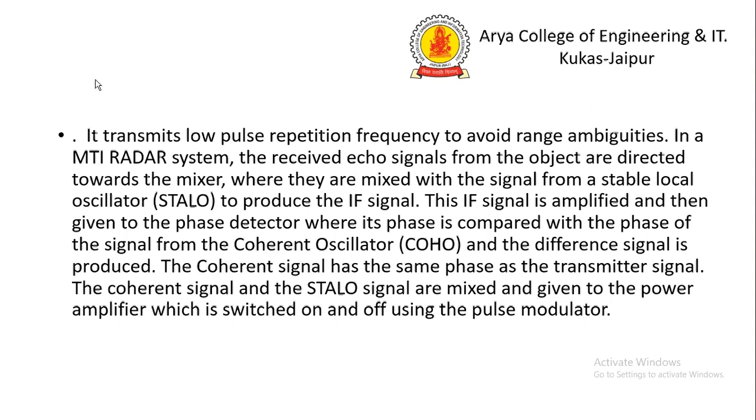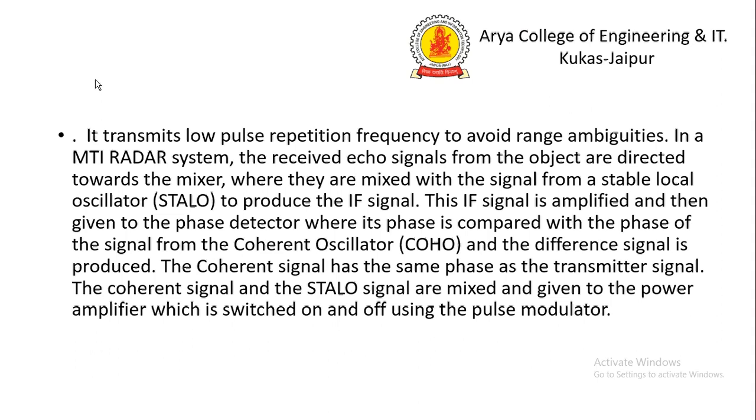In an MTI radar system, the received echo signal from the object is directed toward the mixer where it is mixed with the signal from a stable local oscillator to produce the IF signal. This IF signal is amplified and then given to the phase detector where its phase is compared with the phase of the signal from the coherent oscillator and the difference signal is produced. The coherent signal has the same phase as the transmitter signal. The coherent signal and the stalo signal are mixed.